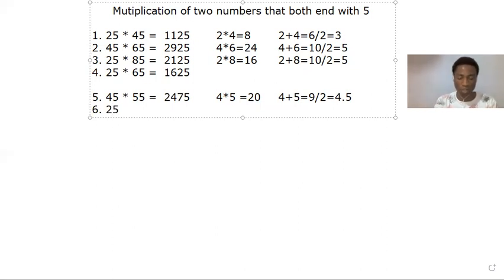Let's choose another question on this. So let's say 25 times 35. So like we were saying, we have 25 here. After that, we say 2 times 3, which is equal to 6. Good. Now we say 2 plus 3. 2 plus 3 is equal to 5. Good.